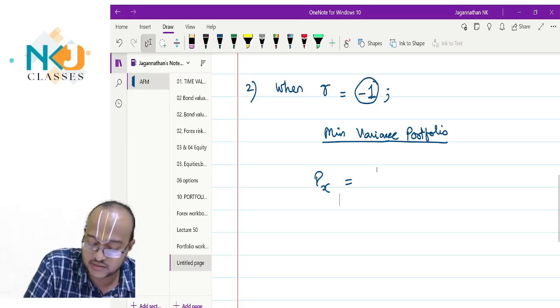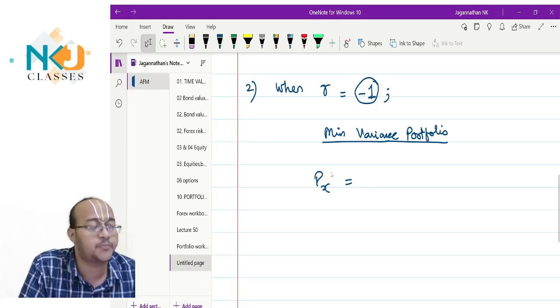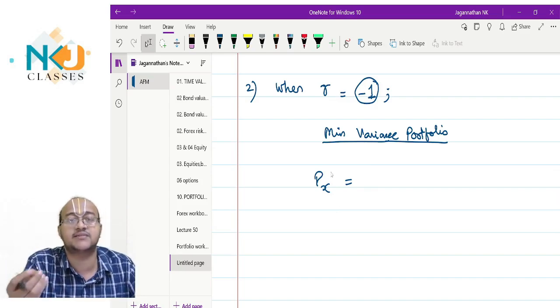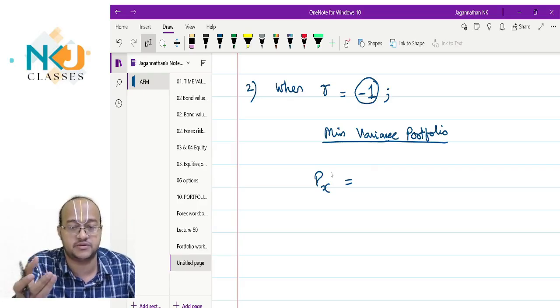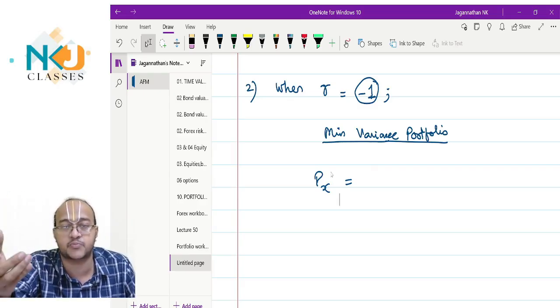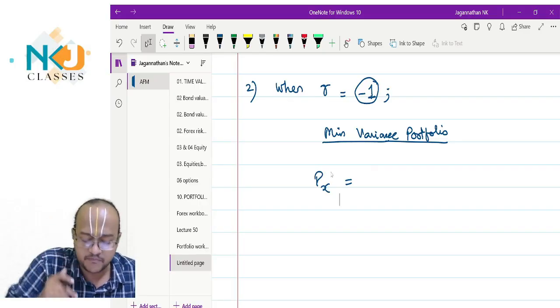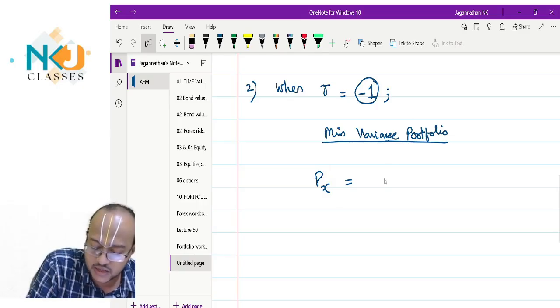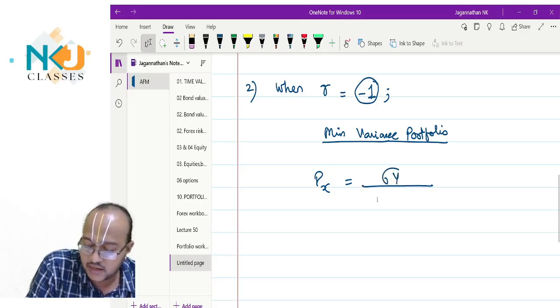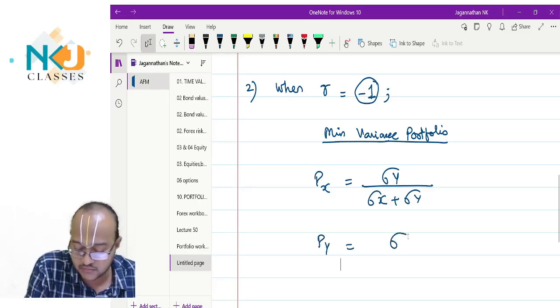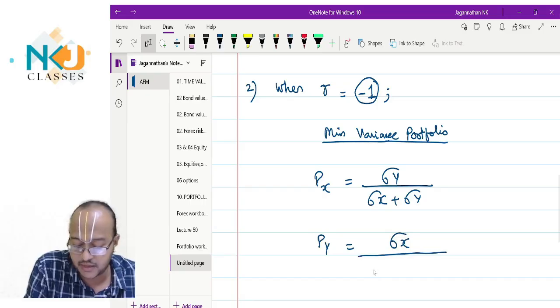So P of x is the proportion of x, the weight of x, correct? We will get some percentage, 35%, 25%, like that. If 25% is the x proportion, y's proportion will be 75%. Are you understanding? Total will be 1, right? Proportion of x is nothing but sigma y divided by sigma x plus sigma y. Same way, proportion of y is equal to sigma x divided by sigma x plus sigma y.